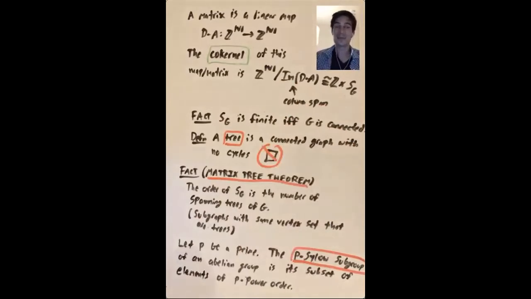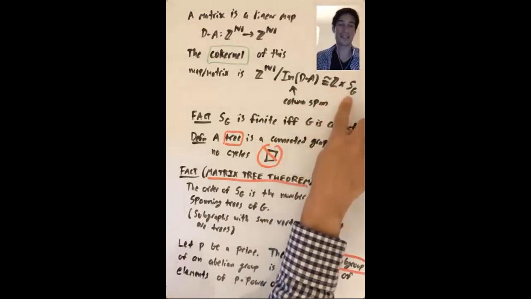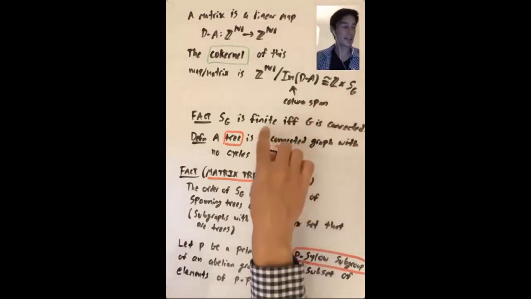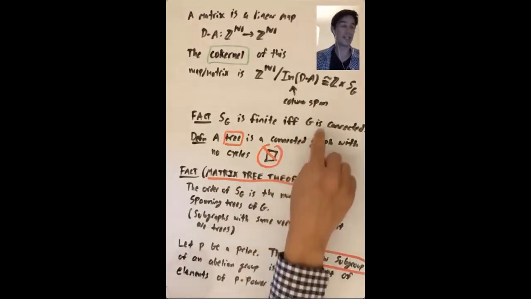So because this matrix is singular, that (1, 1, 1, 1) is in the kernel, any integer multiple of that vector is also in the kernel. So we get a copy of Z in the cokernel. And then we get something else. We get this S_G. And it's a fact that S_G is a finite abelian group if and only if the graph G is connected.